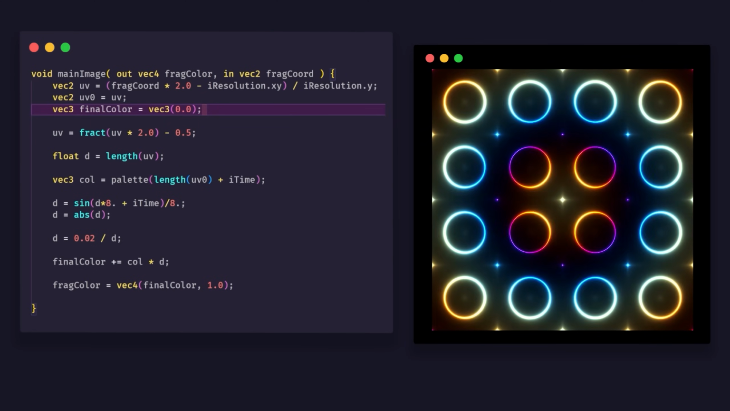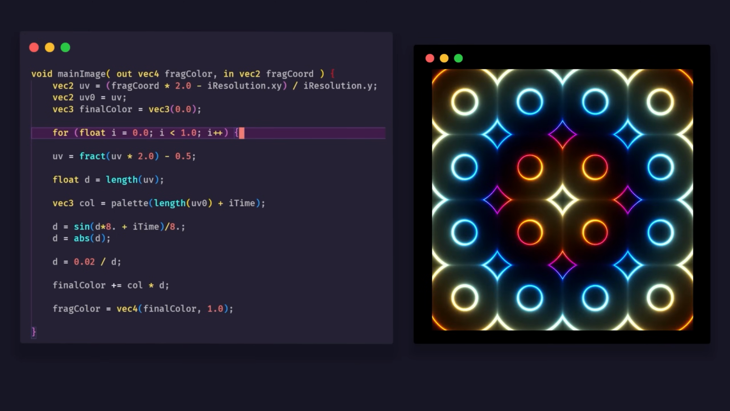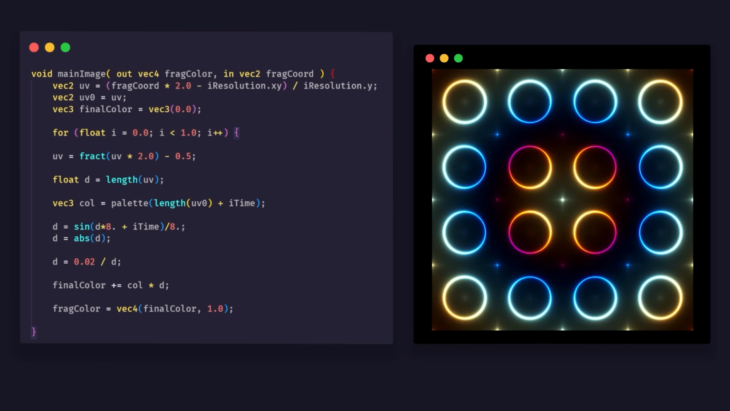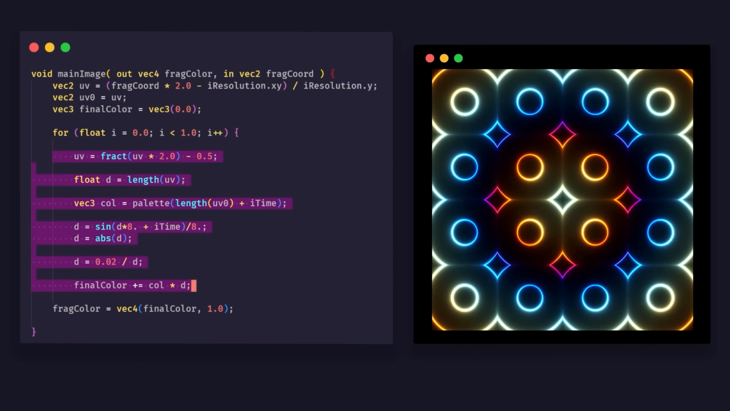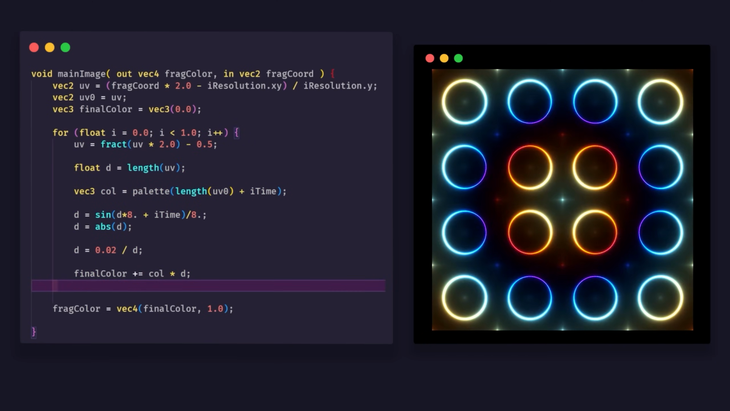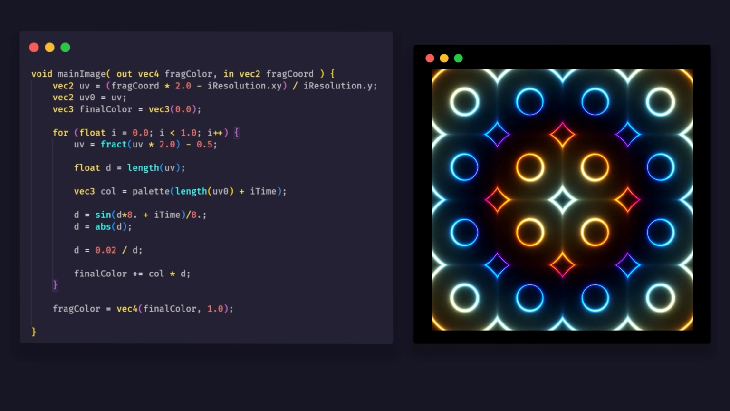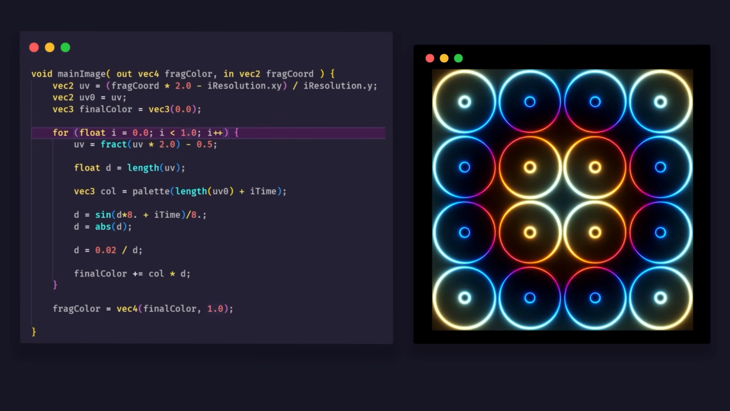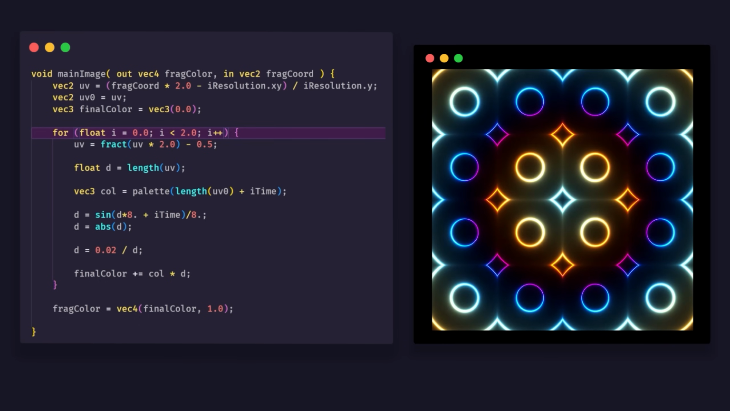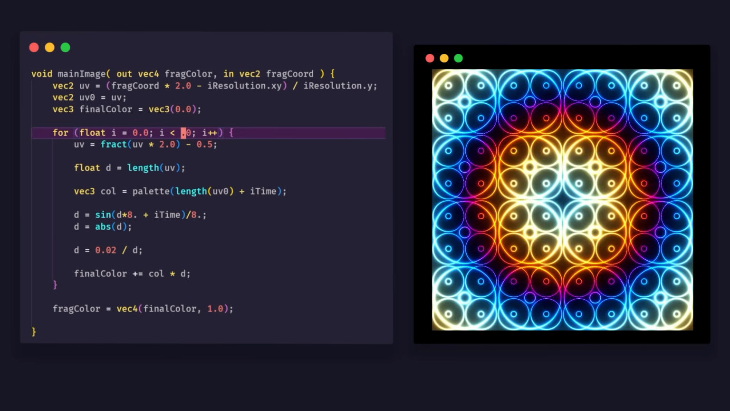To achieve this, we will utilize a for loop, which is a common algorithmic structure found in many programming languages that allows us to repeat instructions. We will encapsulate our entire color calculation code within this loop. At this stage, this simple loop won't produce any visible changes in the visuals, as it will exit after just one iteration. By increasing the number of iterations, we can observe the emergence of additional layers and intricate details in our fractal pattern.